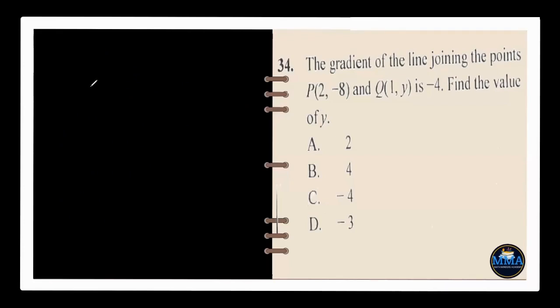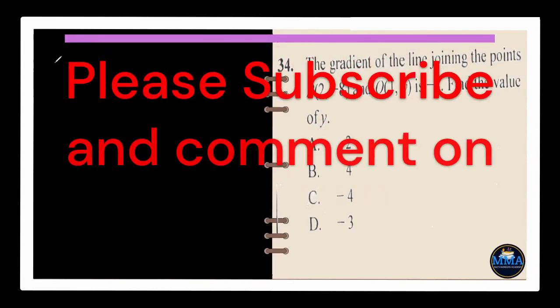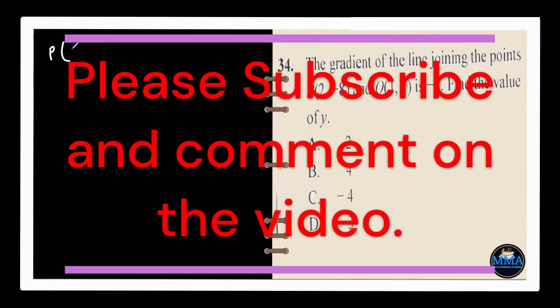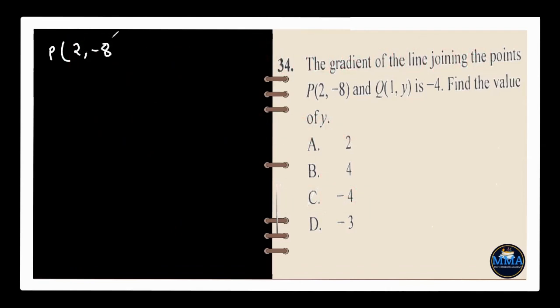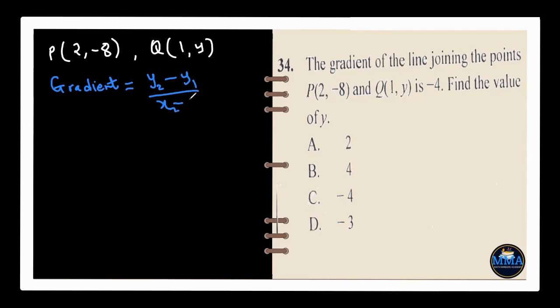Question number 34. The gradient of the line joining the point P, we have this P (2, -8), and another point Q (1, y), the gradient is -4. Find the value of y. Let's know that the gradient of a line at a point is defined as y2 minus y1 all over x2 minus x1.